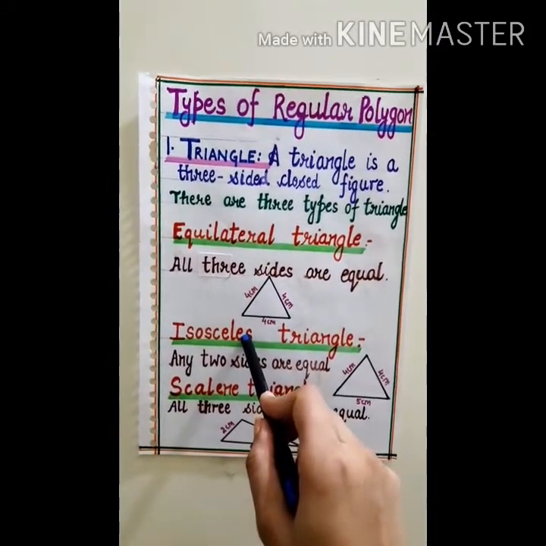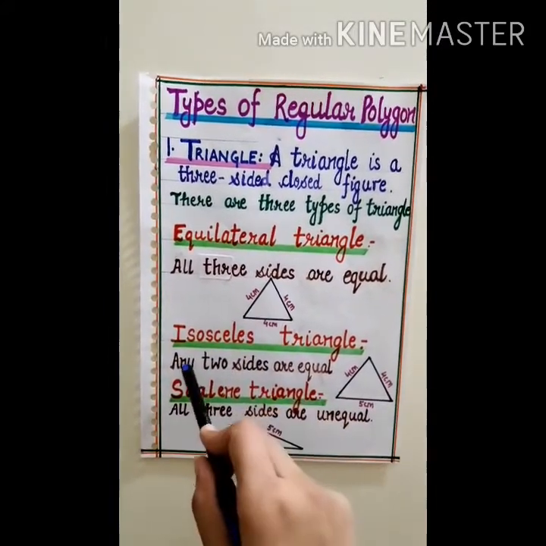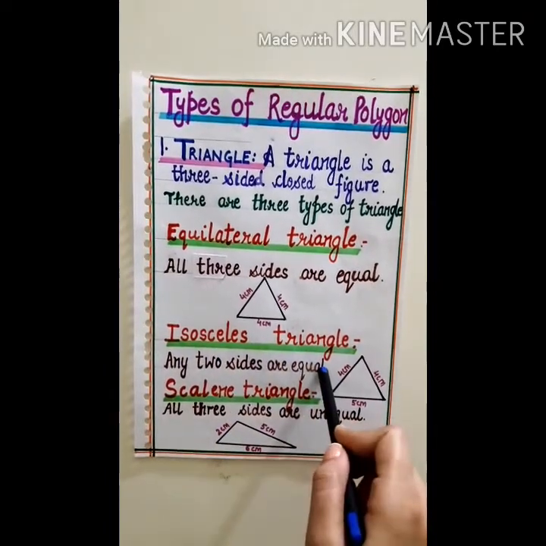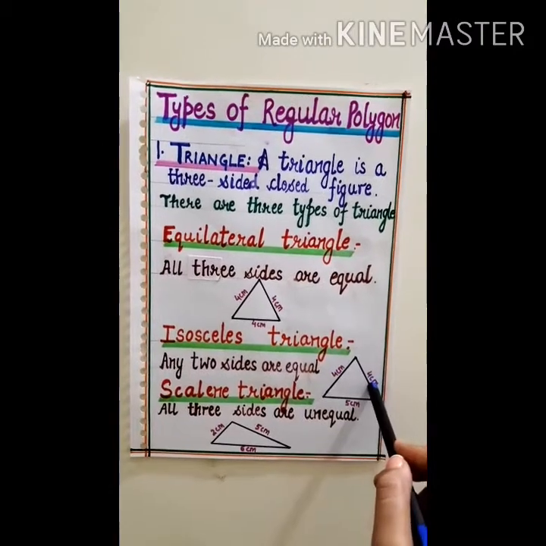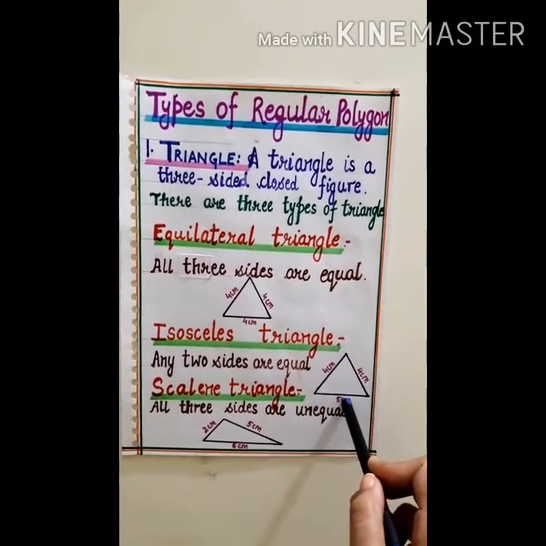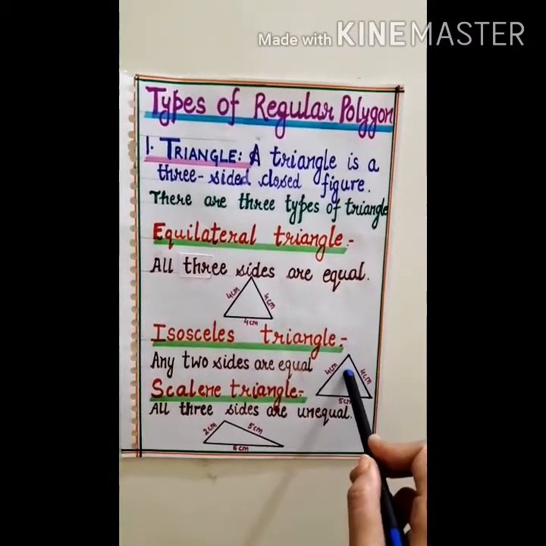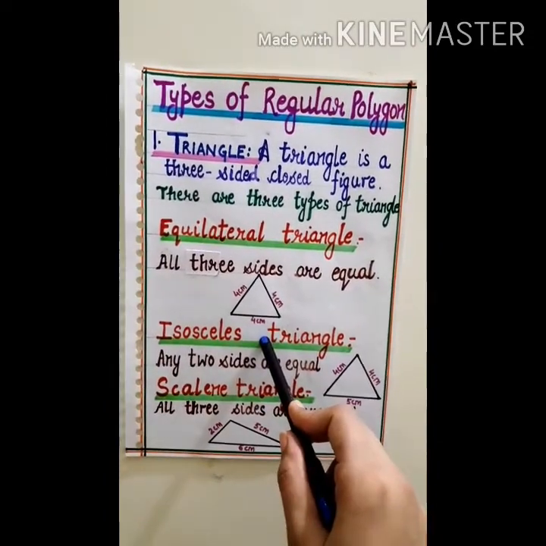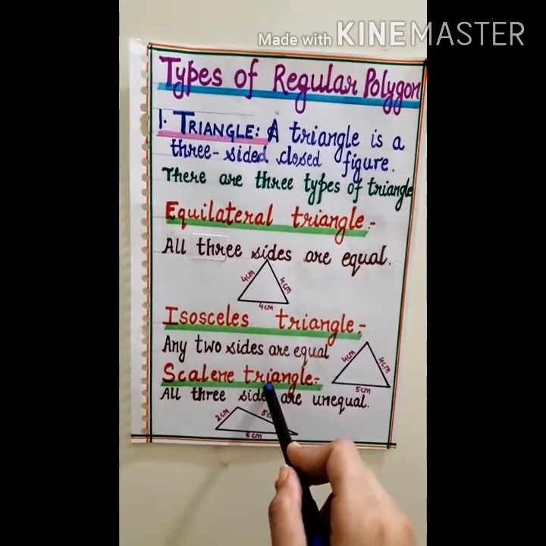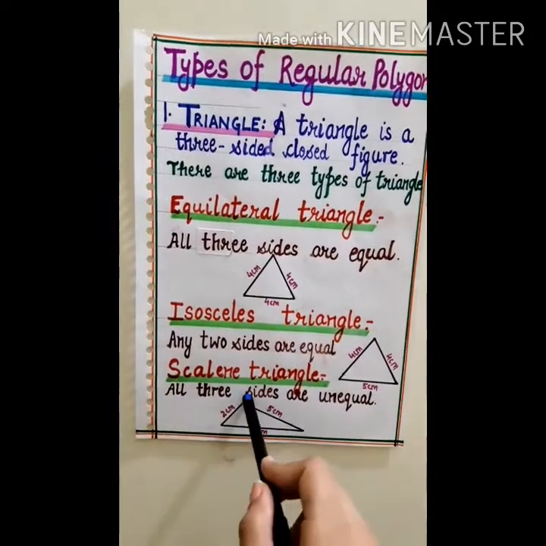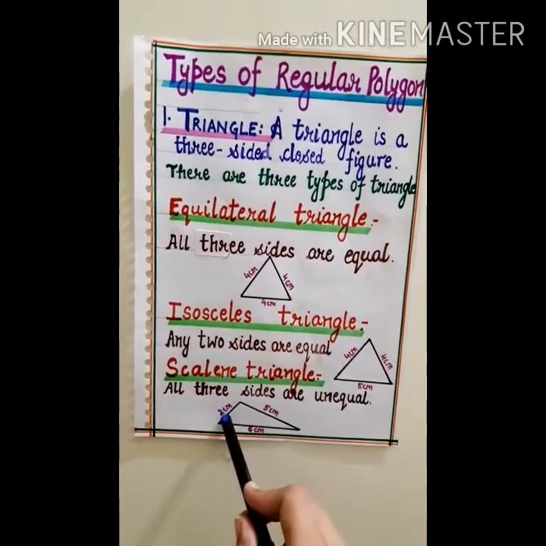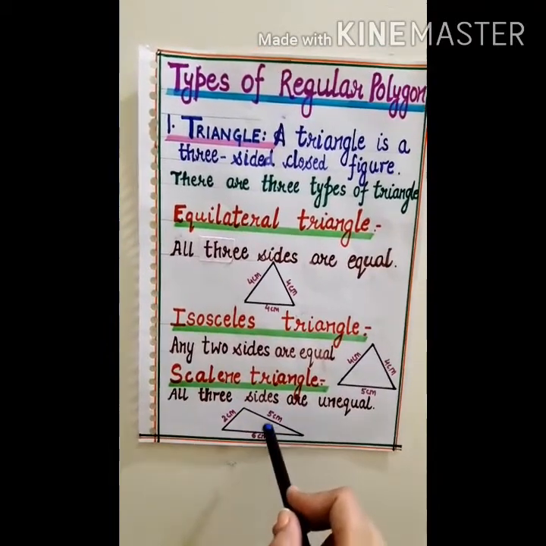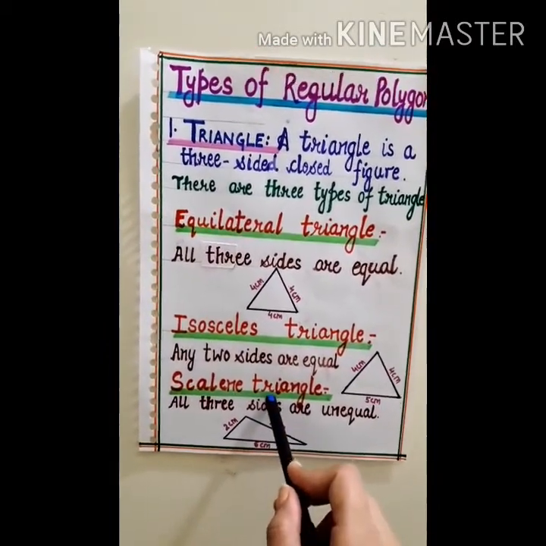The second type of triangle is the isosceles triangle, where any 2 sides are equal in length. Here you can see that in this triangle 2 sides are equal but the third side is different. So this type of triangle is called an isosceles triangle. The third type is the scalene triangle, where all the 3 sides are not equal, meaning all the 3 sides are different. Here you can see that all the 3 sides are different.